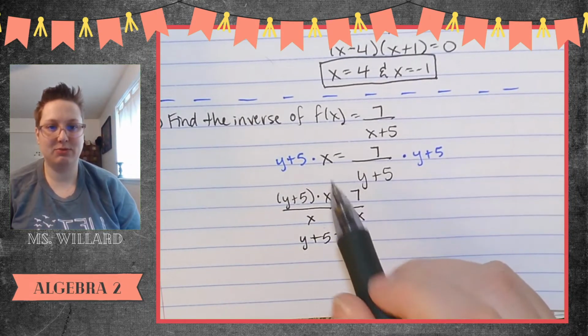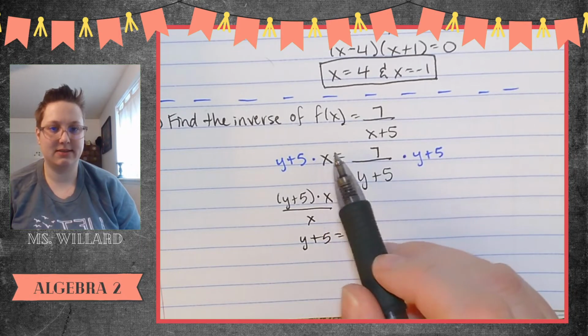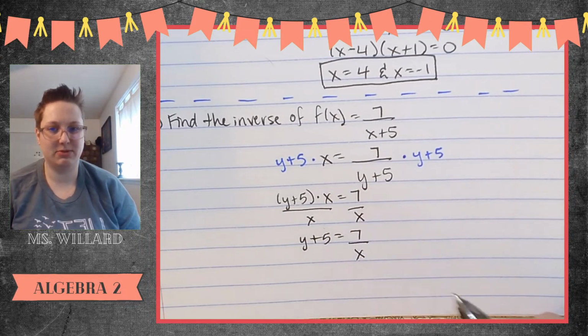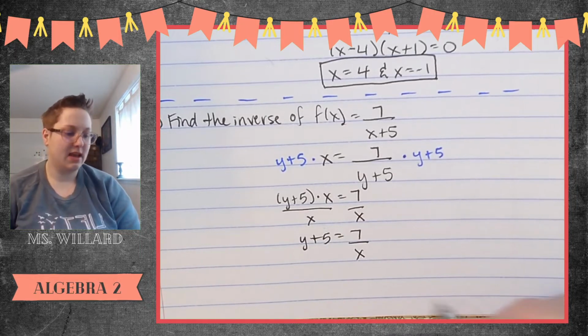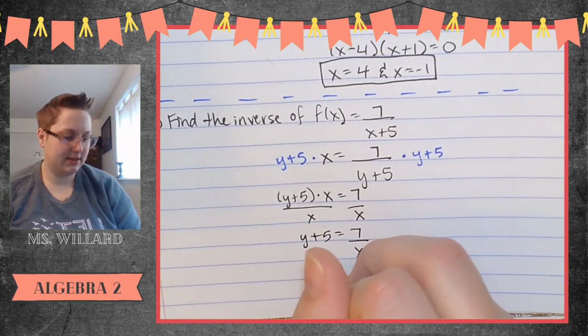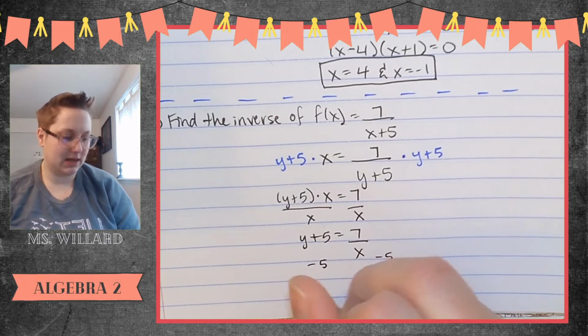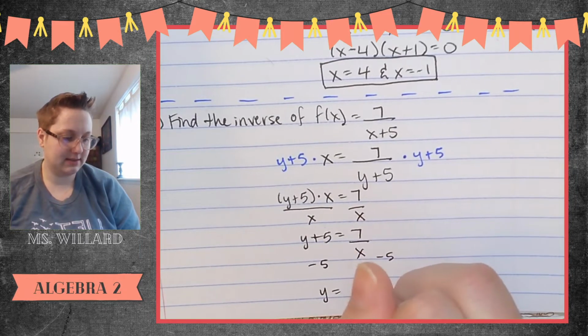When you do this enough times, you realize that all we just did was switch this x with this whole y plus 5. And then I'm going to subtract 5. So it's just going to be 7 over x minus 5.